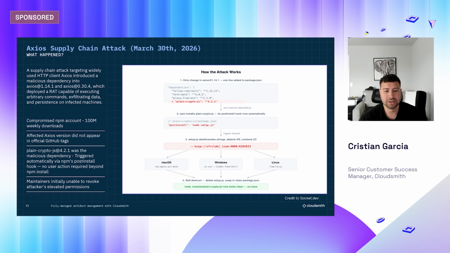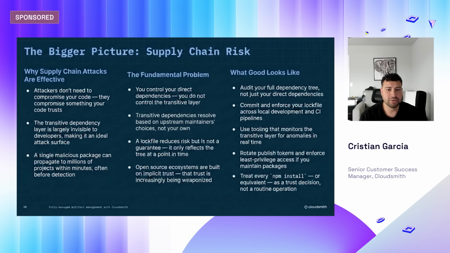with most projects silently pulling this in on their next install due to the version ranges that were specified. So again, the malware executed automatically on a post install hook. We know NPM really hasn't created much restrictions around post install hooks yet. So it was able to spread pretty rapidly, right? The remote access Trojan.